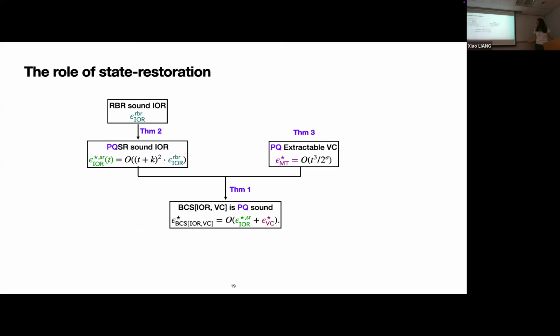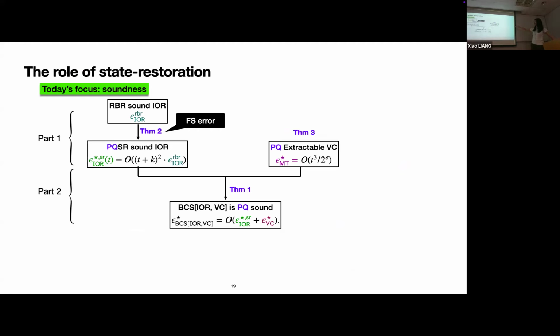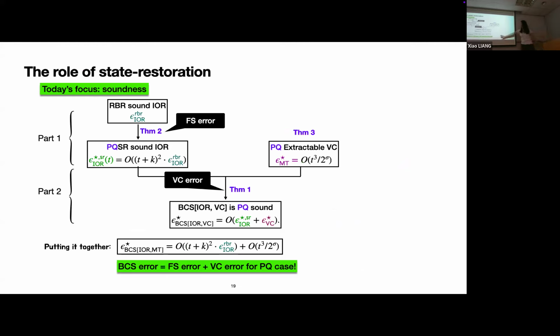Yeah. And this is how our proof is structured. Today we will only focus on soundness. The first part is the Fiat-Shamir error, and the second part is the VC error. So our final result says roughly that the BCS error is equal to the sum of the FS error plus the VC error, also in the post-quantum case.